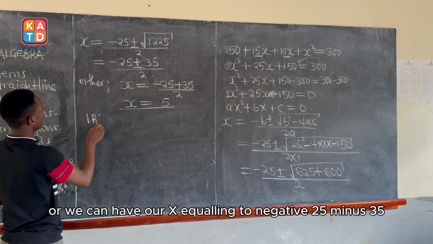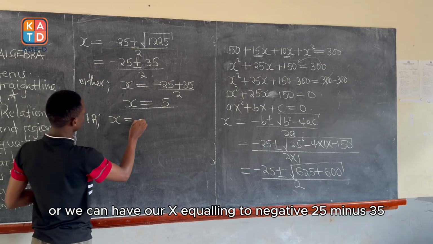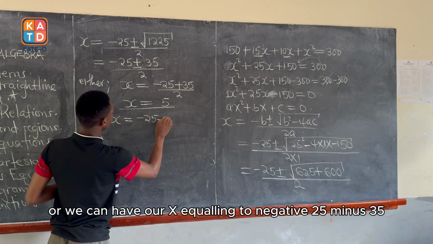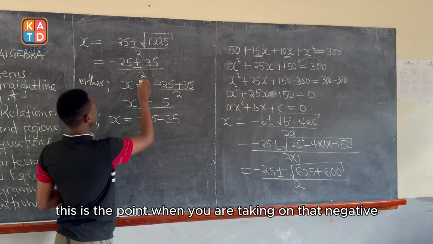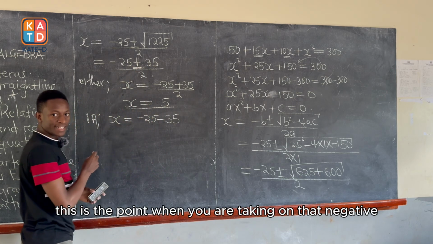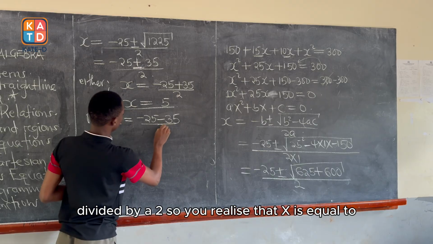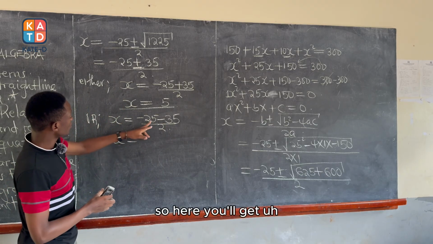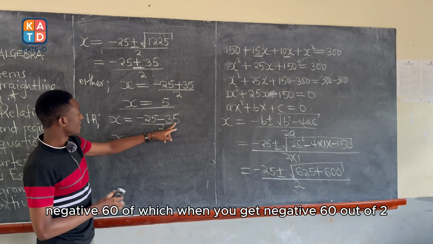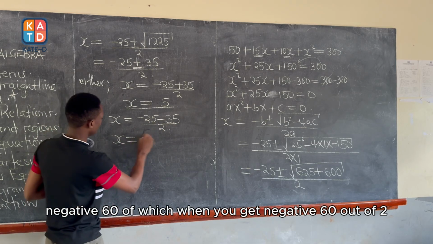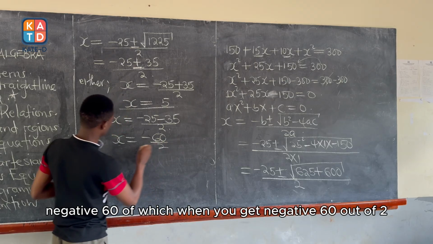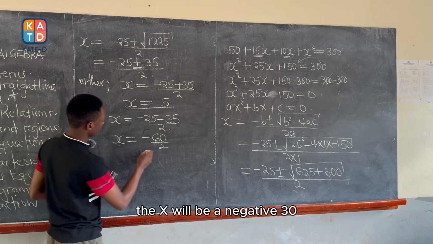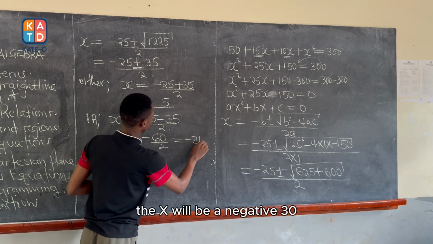Or we can have x equal to negative 25 minus 35. This is the point when you are taking on that negative, divided by 2. So realize that x is equal to negative 60 out of 2, and the x will be negative 30.